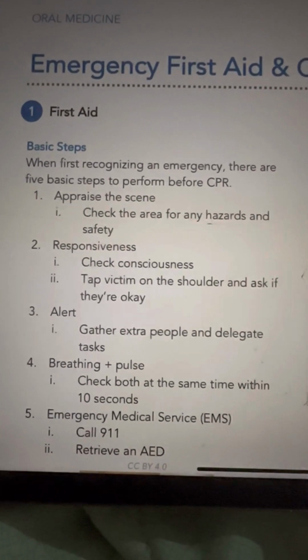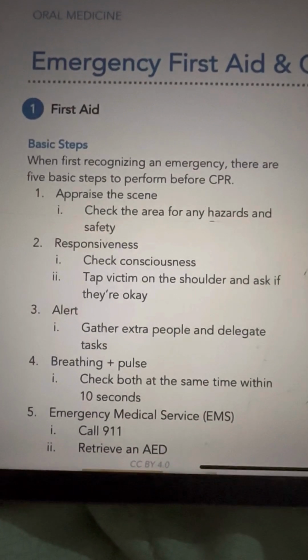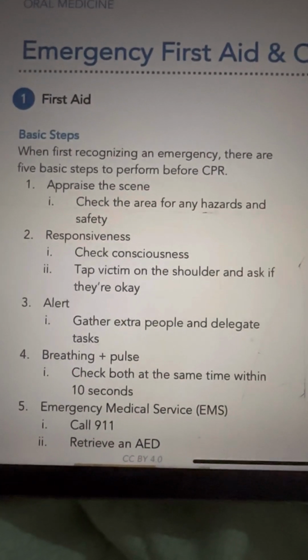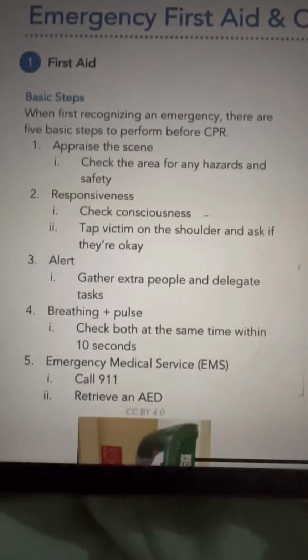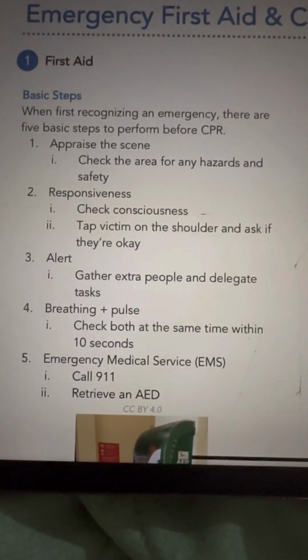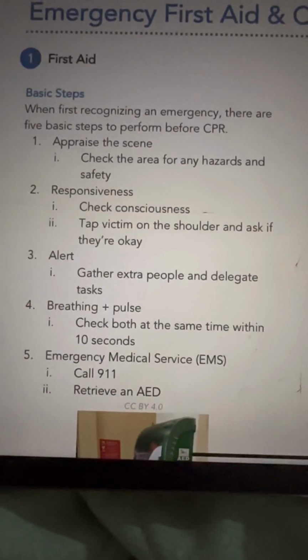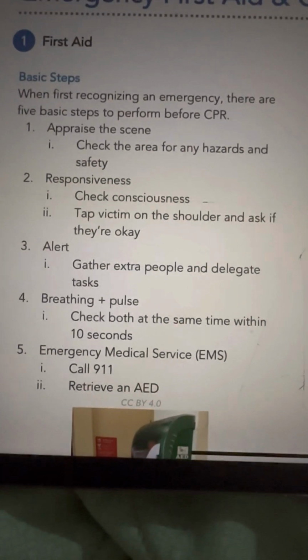Appraise the scene. Check the area for any hazards and safety. Responsiveness: check consciousness. Tap the victim on the shoulder and ask if they're okay. Alert: gather extra people and delegate tasks. Breathing and pulse: check both at the same time within 10 seconds.